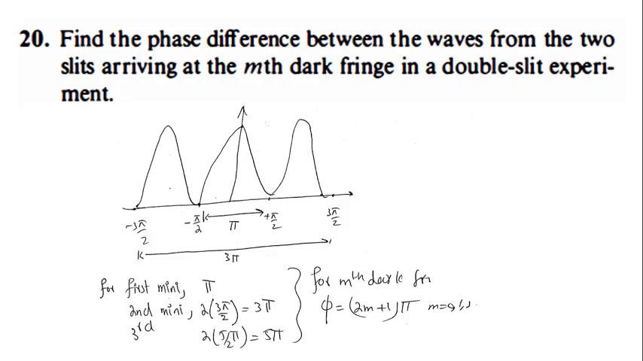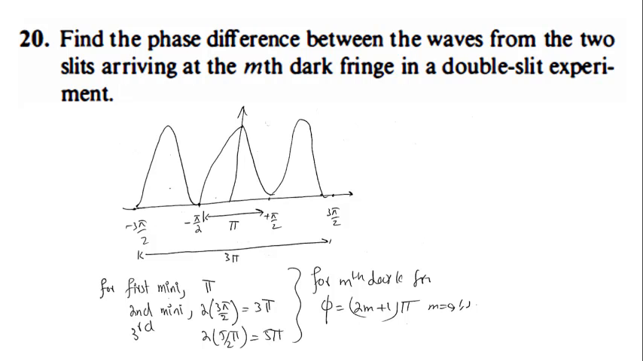Next, find the phase difference between the waves from the two slits arriving at the mth dark fringe in a double slit experiment. This is a typical intensity distribution. Look here, at the center we have the maxima and on both sides we have the minima. This is the first minima, this is also the first minima. This happens at minus pi by 2 and this happens at pi by 2. So the difference between them will be pi by 2 minus minus pi by 2, which gives me pi.